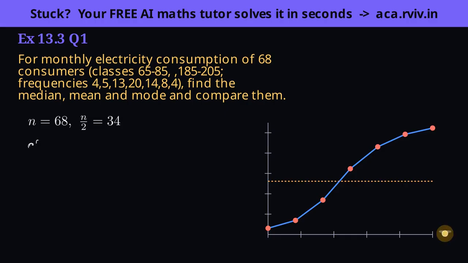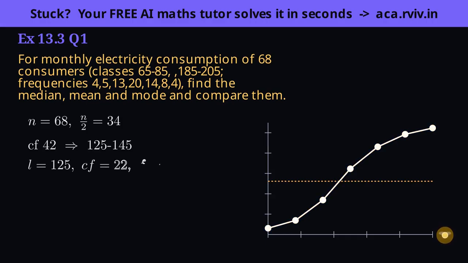Now walk up the cumulative column to where it first passes 34. That's where the ogive crosses the halfway line. It reaches 42 at the class 125 to 145, so that's our median class. Read off the 4 ingredients, lower limit L, the CF of the class just before, the median class's own frequency F, and the width H, that's L125, CF22, F20, H20.